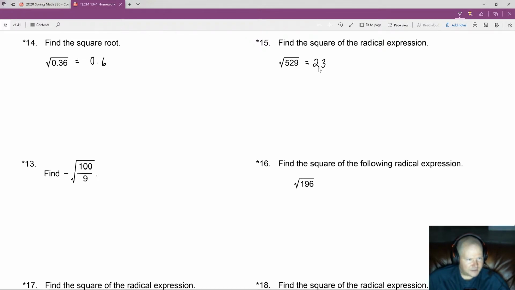This should be the negative square root of 100 over 9. So we carry over the negative. Then we take the square root of 100, which is 10. We put a 10 on top. Then we take the square root of 9, which is a 3. We put the 3 on the bottom. That gives us negative 10/3.